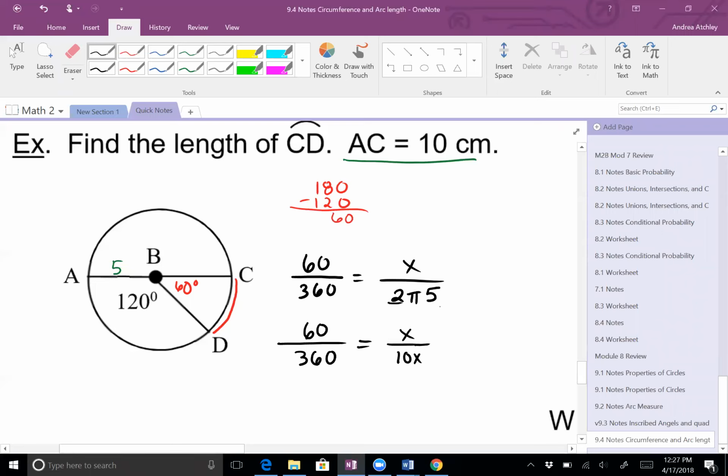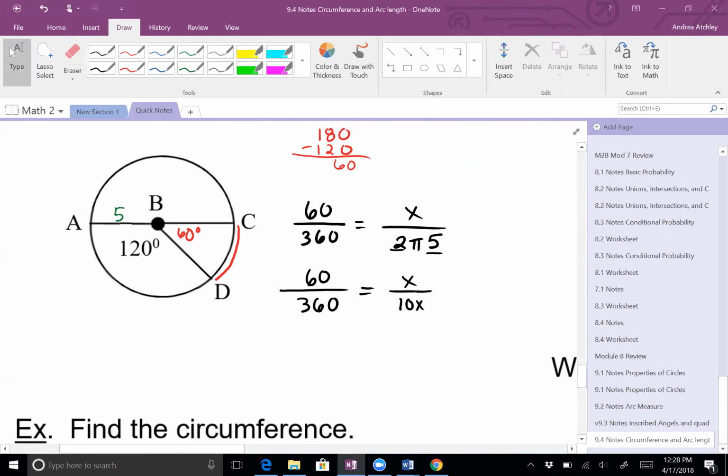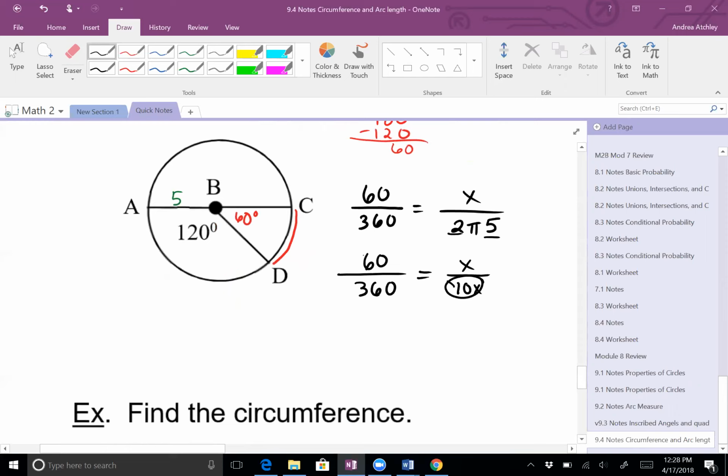You're going to multiply the 2 times the 5 and get 10. Then you're going to cross multiply and get 600. Sorry, that's not an x. That should be a pi. 600 pi equals then 360 times x.